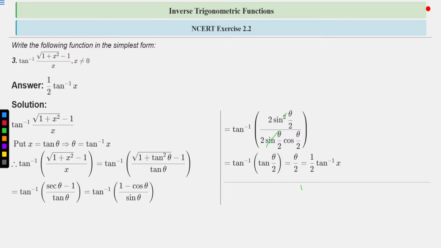How did sec theta minus 1 become 1 minus cos theta? Okay, see, sec theta minus 1. What I have done in this step is basically I have written sec theta as 1 by cos theta minus 1, upon tan theta, for which I have written sin theta upon cos theta. Clear? Now see, it will become 1 minus cos theta upon cos theta, and upon sin theta upon cos theta. Clear? And cos theta will cancel out, and it will be 1 minus cos theta upon sin theta, right? Clear?